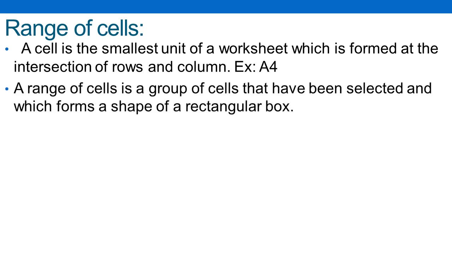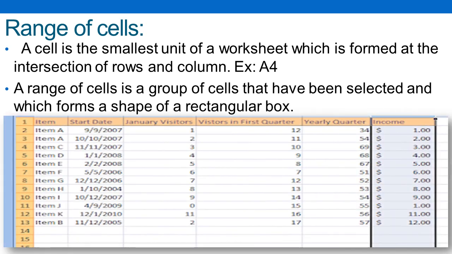Next, a range of cells is a group of cells that have been selected and which forms the shape of a rectangular box. Look at the diagram. This is a range of cells. The column income, that is a range of cells.